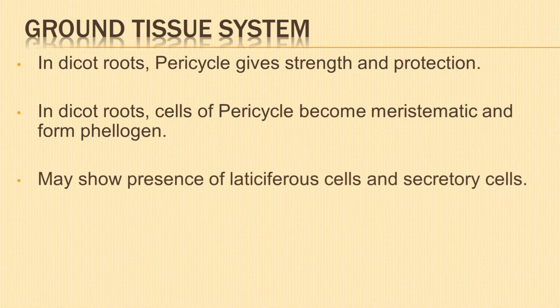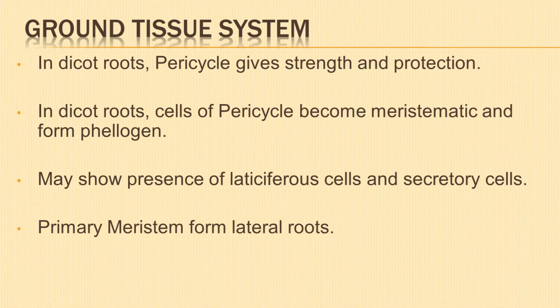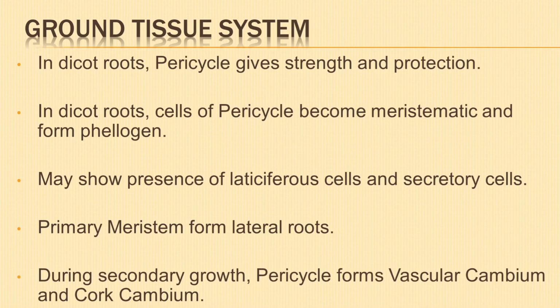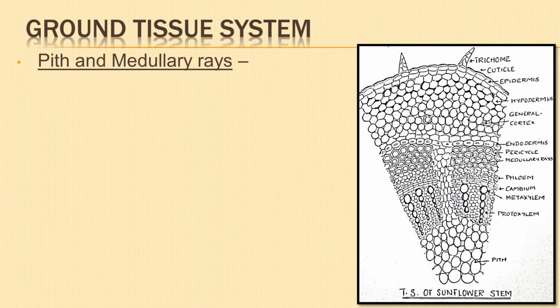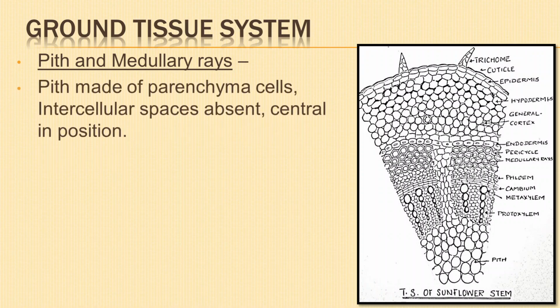Pericycle may show the presence of laticiferous cells and secretory cells. The primary meristem gives rise to the lateral roots. During secondary growth, the pericycle forms the vascular cambium and cork cambium. Next are the pith and medullary rays. The pith or medulla is usually made up of parenchyma cells with intercellular spaces. It occupies the central region of the stem and root.